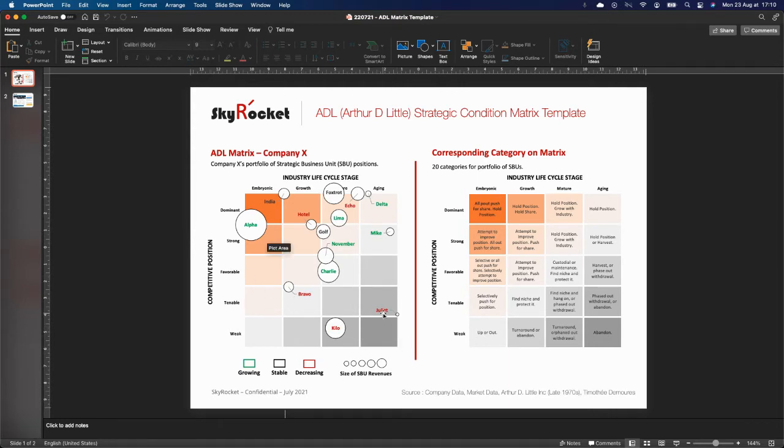Typically here, these SBUs need to be probably turned around or exited, given that they're decreasing and in positions of weakness and in mature kind of situations in terms of life cycle.